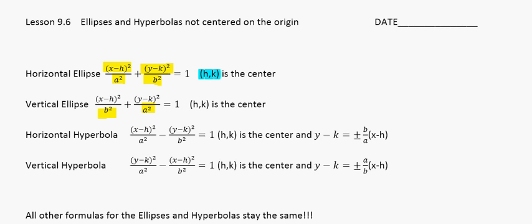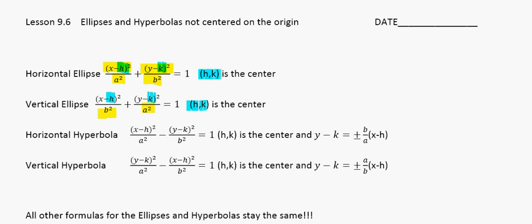The center is no longer the origin 0, 0. The center of the ellipse is now h, comma, k. And you have to remember to take the opposite of h and k just like you do in a circle.